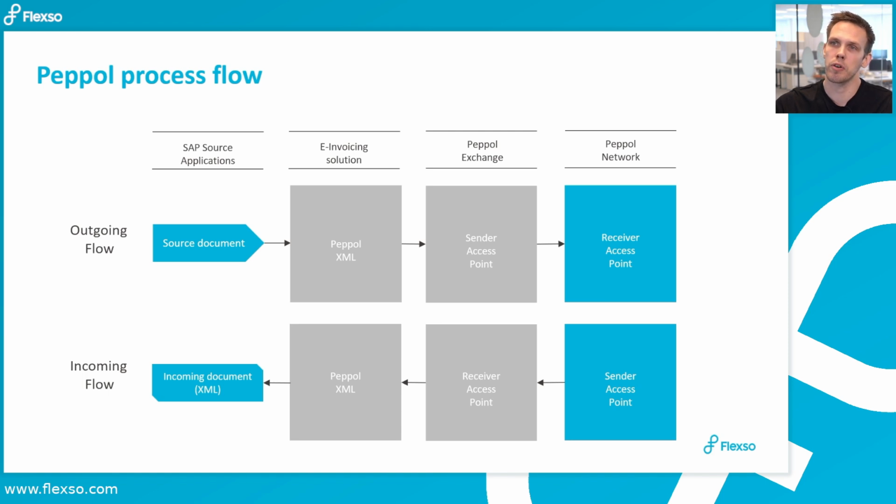And then for the incoming flow, it's basically the same but the other way around. There's a Peppol XML ready in Peppol to be pulled into your system via the receiver access point. And then once it's in the system, it still needs to be processed, of course, because the Peppol requirement only suggests that you need to pull it into your system and then process it further. So this can be done automatically with a third party or another solution, or manually like a regular PDF invoice.